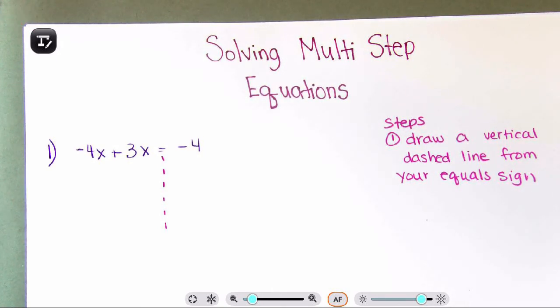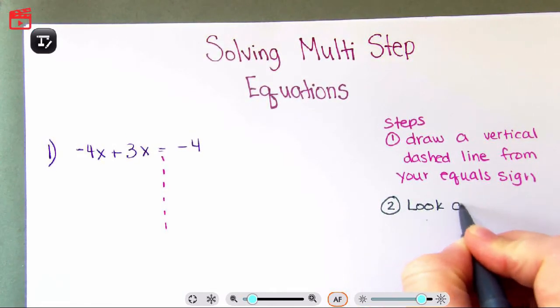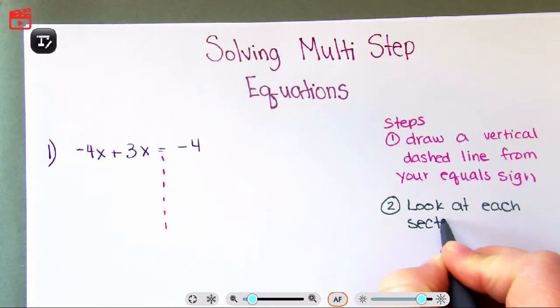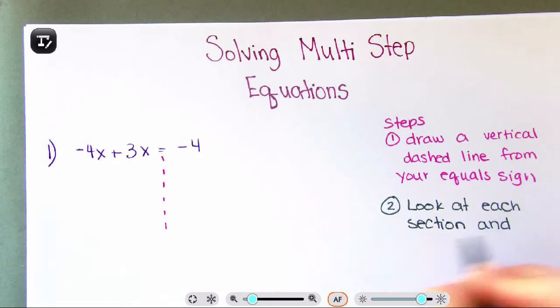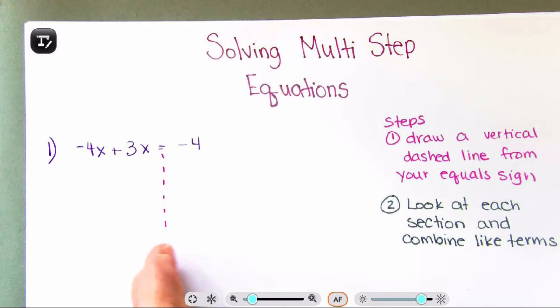Step number 2, I'm going to have you look at each section and combine like terms. If you're struggling to know what like terms are, go ahead and head over to that video. It should be titled Combining Like Terms. Go ahead and watch that, pause this video, take a break, watch the other video, and then come back to where we are at. So step number 1, draw a vertical dashed line.